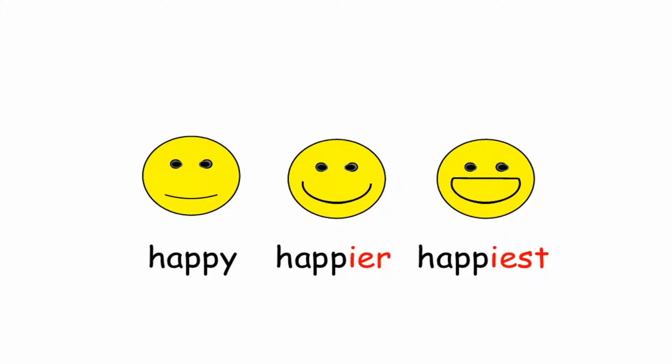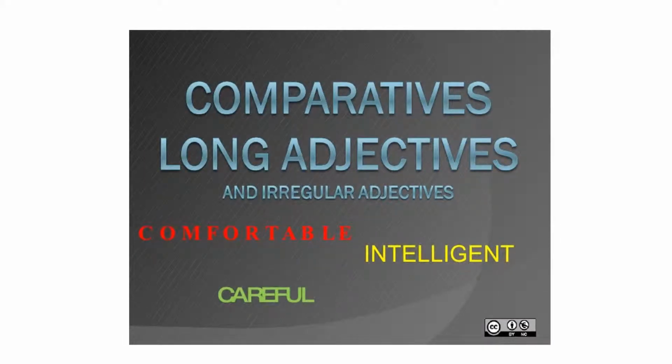Some adjectives take both forms. Some two-syllable adjectives can take either ER or more. Simple becomes simpler or more simple. Narrow becomes narrower or more narrow. Quiet becomes quieter or more quiet.